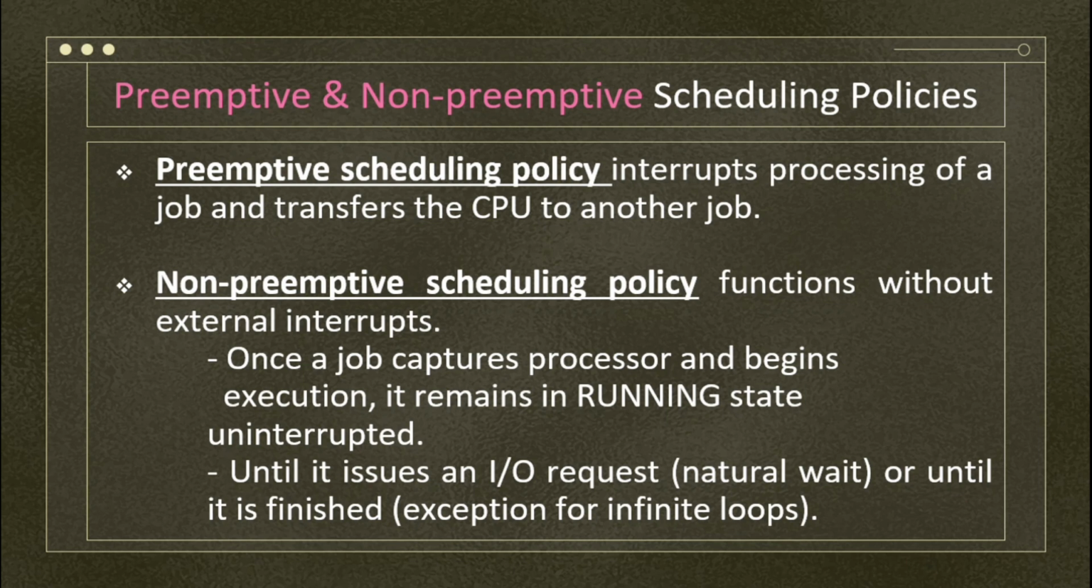So, the difference between preemptive and non-preemptive scheduling policies: preemptive scheduling policies allow for the interruption or preemption of a running process by the operating system, while non-preemptive scheduling policies do not allow for the interruption or preemption of a running process until it issues an I/O request or natural wait, or until it's finished, except for infinite loops.